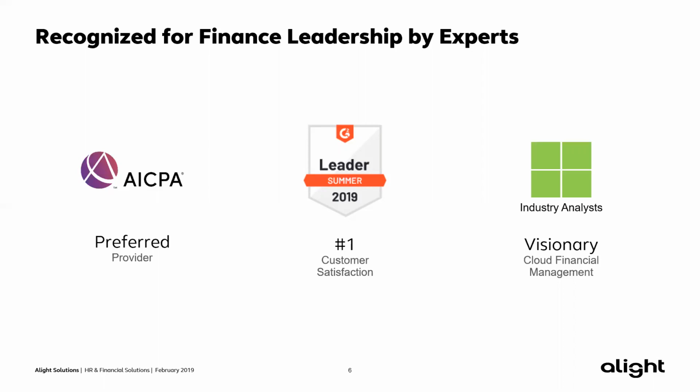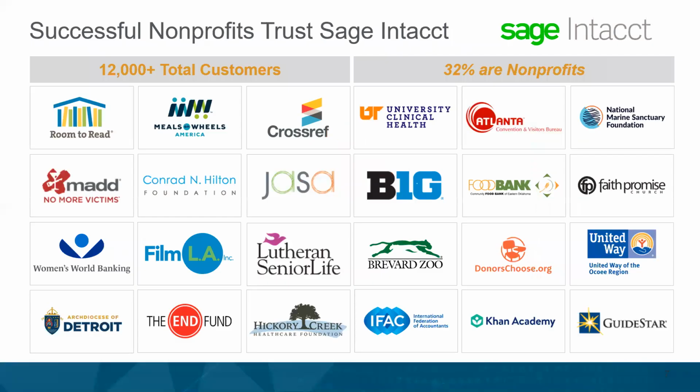So a lot of these awards and accolades, as you can see, it's not like Sage Intacct is grading their own homework, but these are third-party evaluators saying Sage Intacct is one of the best, if not the best, ERP solution in the market right now. And another area that Sage Intacct does well in would be with nonprofits. Right now, nonprofits make up about 1/3 of Sage Intacct's business, and you can see a few examples there.